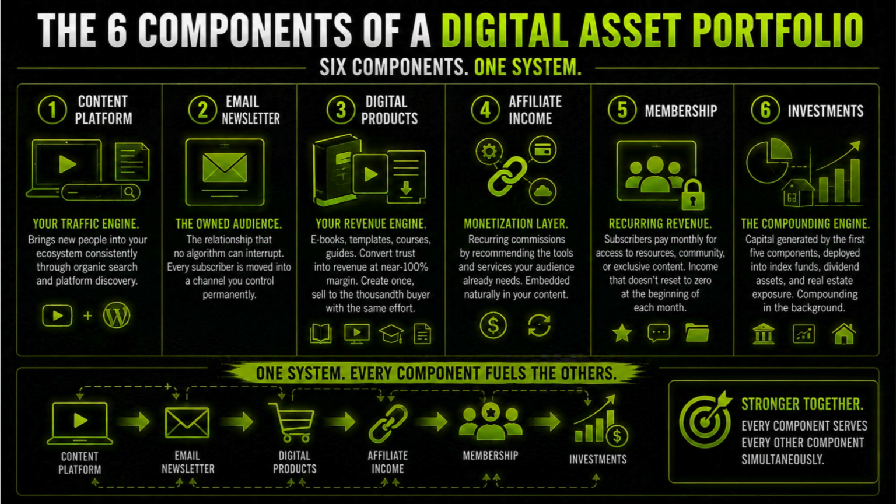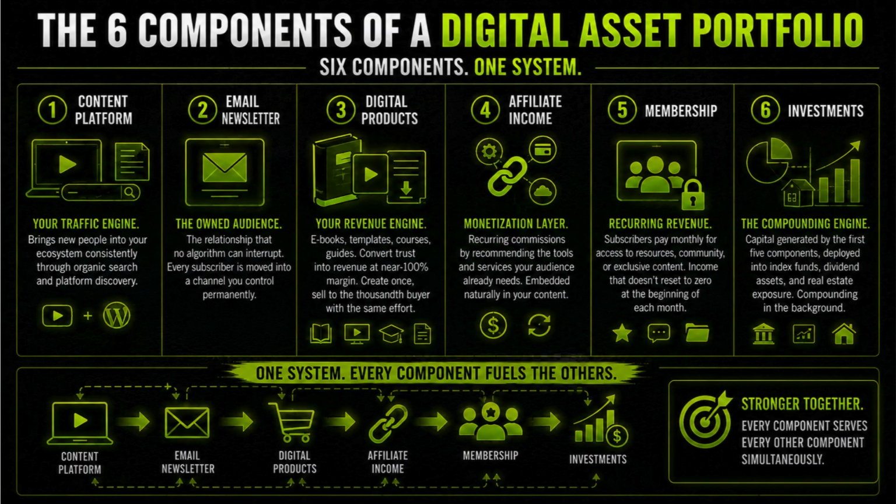Component 5, a membership. The recurring revenue component. Subscribers who pay monthly for access to an expanding resource library, a community, or exclusive content. The income that doesn't reset to zero at the beginning of each month. Component 6, investments. The capital generated by the first 5 components deployed into index funds, dividend assets, and real estate exposure. The compounding that happens in the background, independent of the content output.